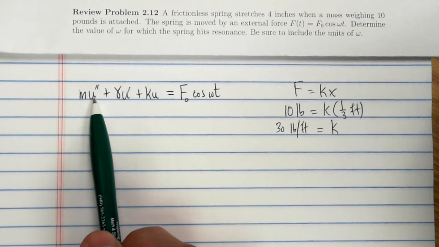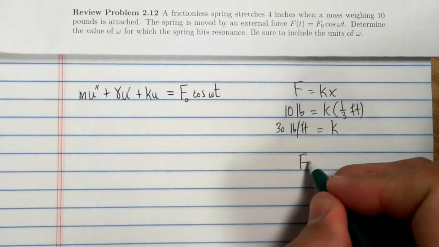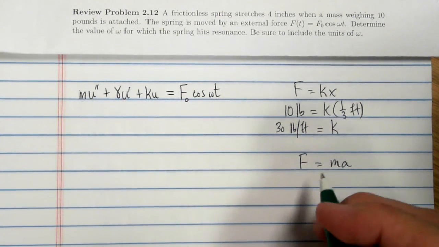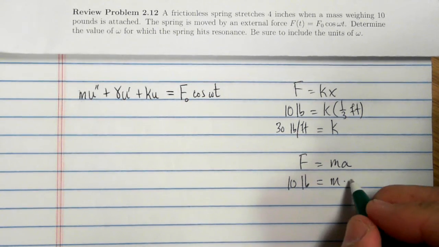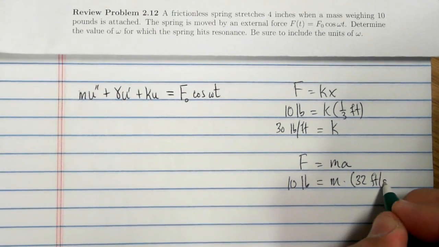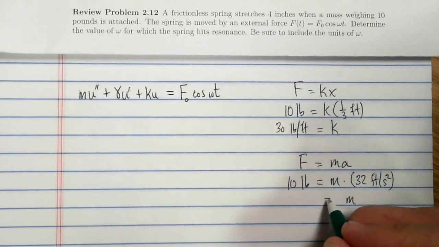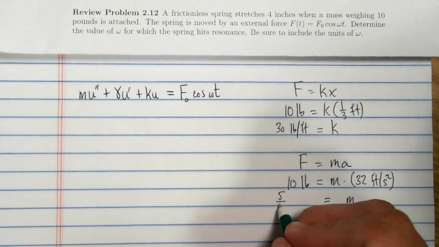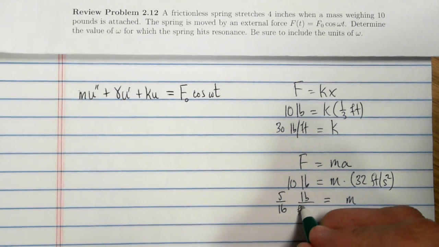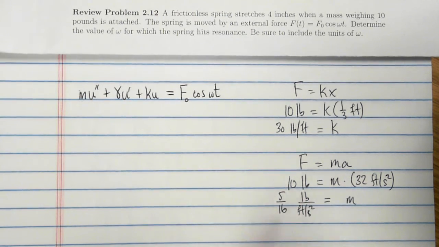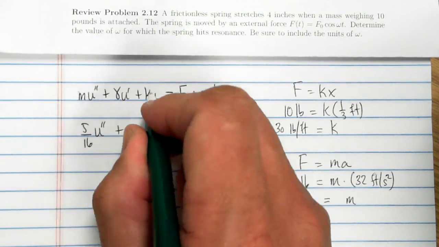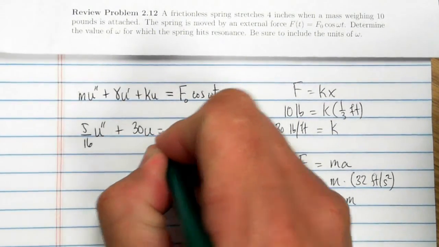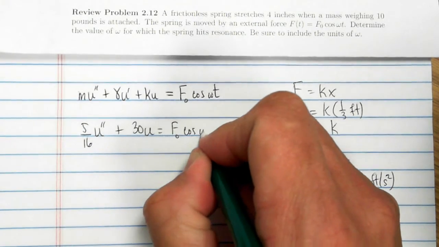Last, we need to figure out the mass m. And so for that, we'll use force equals mass times acceleration. The weight, again, is 10 pounds of the object attached to the spring. Mass times acceleration due to gravity, which is approximately 32 feet per second squared. And so that means that the mass is equal to 5/16 pounds per foot per second squared. And I believe that is in slugs in imperial units. So plugging back over here, we get that 5/16 mu'' + 0 + 30u = F0 cos(omega t).